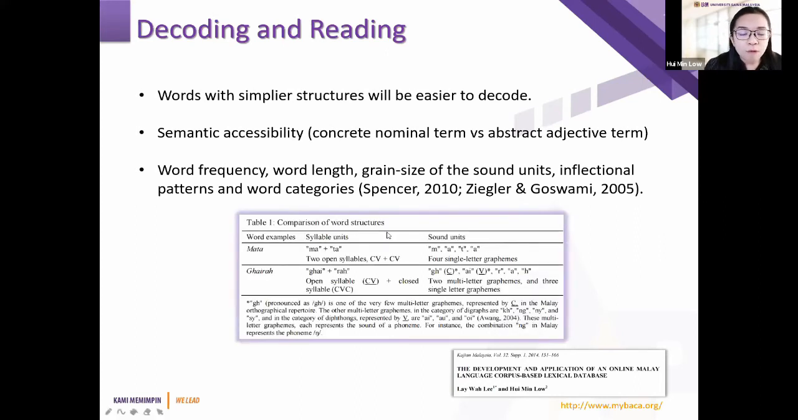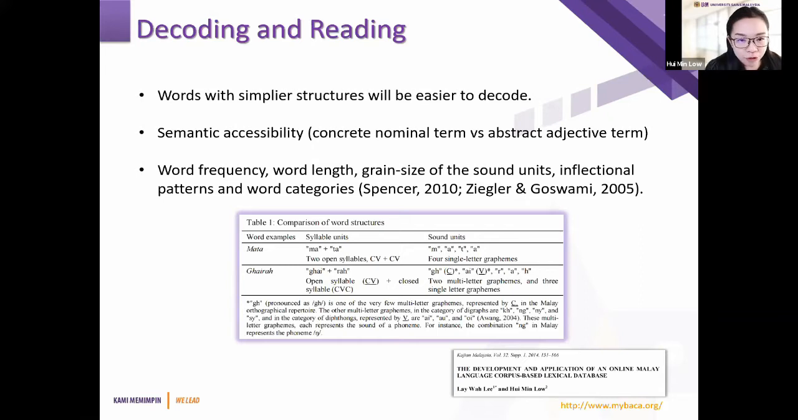Here is a comparison of two word structures in the Malay language. The first word is mata, which refers to eye. As we can see, this word consists of two open syllables, so we assume that this word will be relatively easy to decode as compared to the second word, gairah. Gairah indicates the emotion of excitement. So it's an abstract term, and it also contains digraphs. Comparatively, this would be a much more complex word to decode.